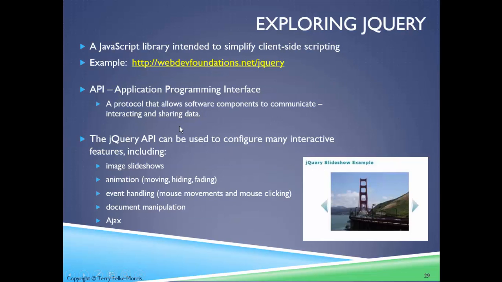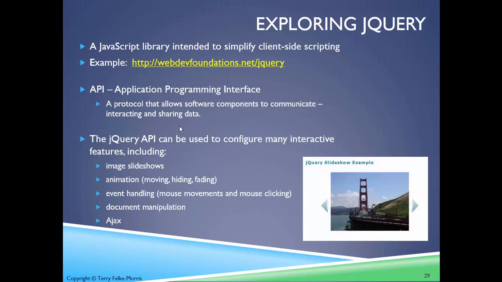All right. jQuery is a JavaScript library. jQuery and JavaScript are both discussed in the last chapter of the book, chapter 14. But it's a JavaScript library designed to simplify client-side scripting. In other words, there are a lot of pre-written routines, so you don't have to write as much JavaScript. All right, jQuery is an API, an application program interface.